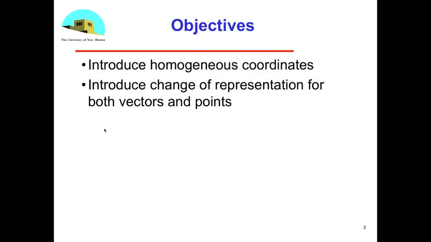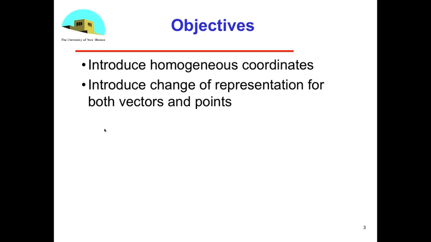So we're going to introduce homogeneous coordinates. It'll come out of how we do changes of representation, and we'll have a representation that will allow us to distinguish between points and vectors, that issue we brought up at the end of the last lecture, very naturally and very easily.